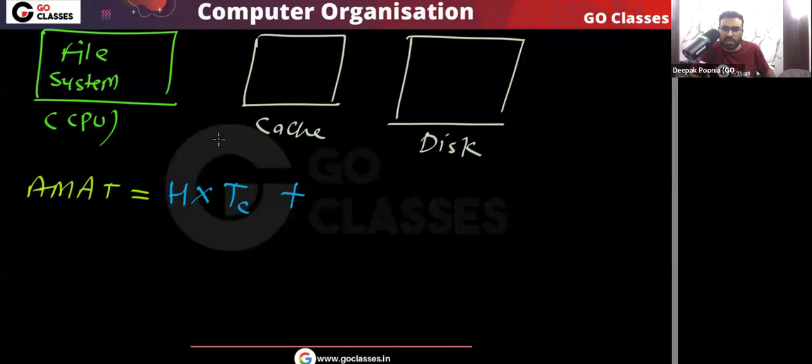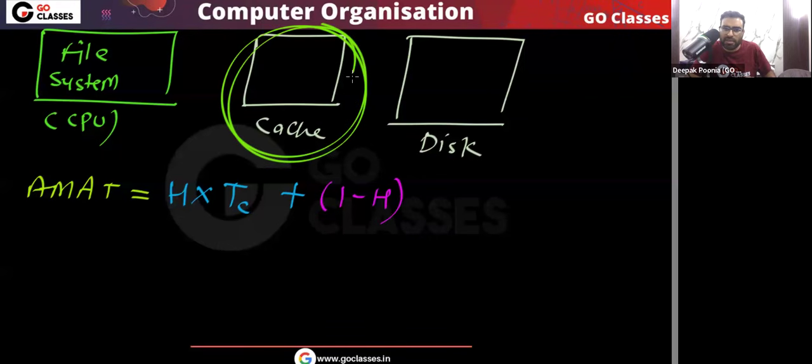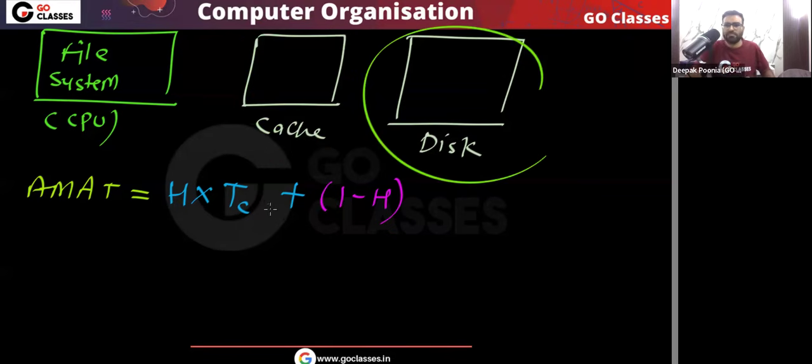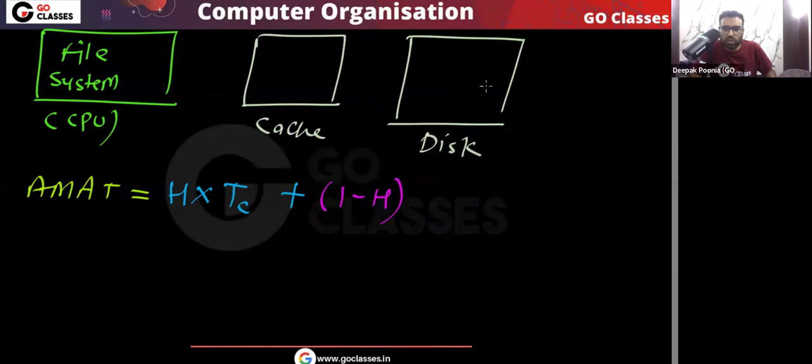So what we will do? When there is a miss, I can say miss rate multiplied by, when there is a miss, checking the cache memory is negligible. So I will directly access the disk, so we will just include the disk access time. Yes or no? Disk access time. I hope you understood this point.